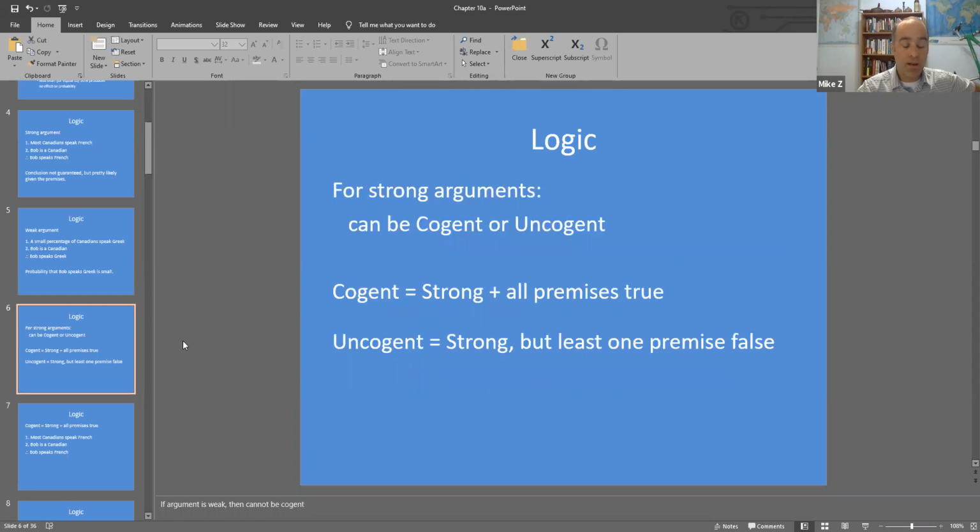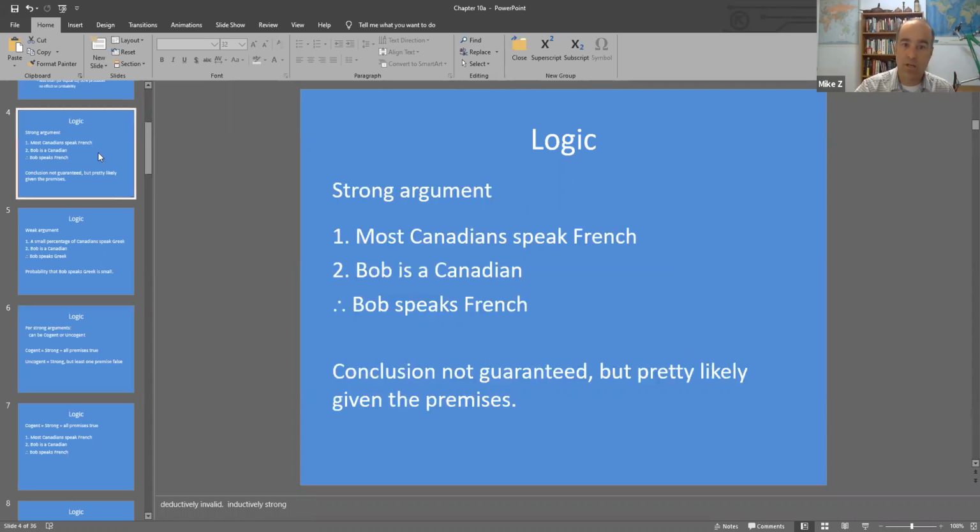Then a weak argument, as I mentioned before, can be cogent. So a cogent argument is one that's first inductively strong, but then all the premises are actually true. And in fact, what we had up here was a cogent argument, right? That most Canadians speak French. Like, yeah, there's a lot of Canadians that speak French, right? It's sort of one of the official languages of Canada. So that's a cogent argument in addition to being a strong argument.